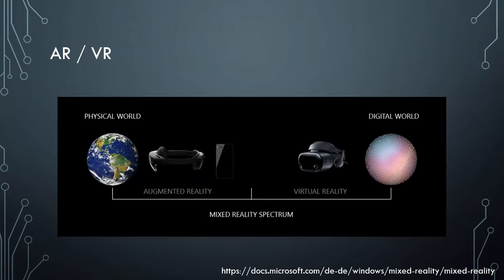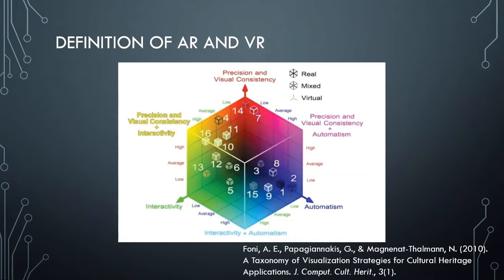As the term was defined differently by several companies in the last years, its usage frequently leads to confusion. Milgram and others therefore introduced a 4D coordinate system to categorize different approaches. The axes describe the interactivity, automatism, precision and visual consistency, and the degree of virtuality.